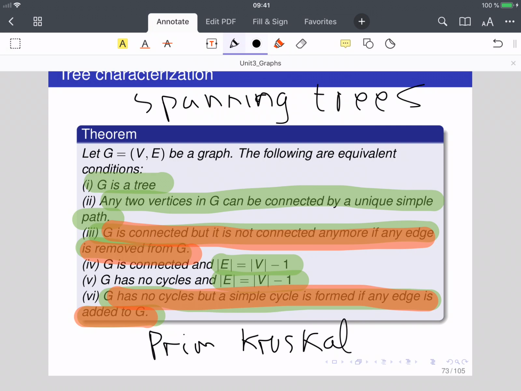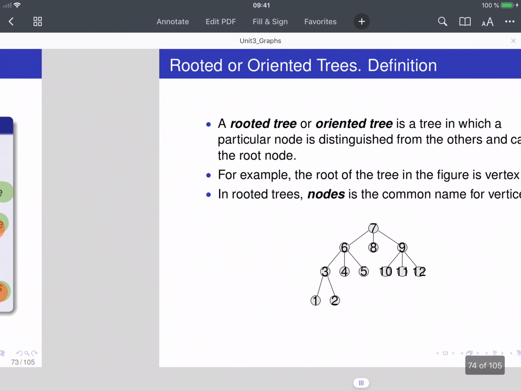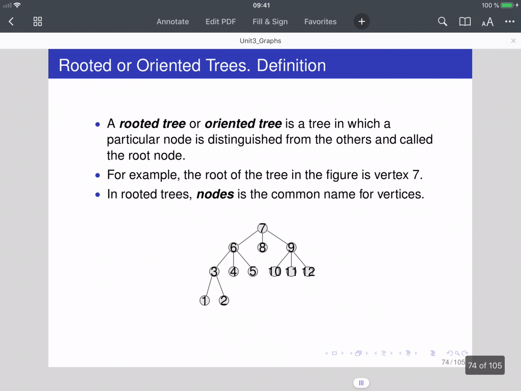And you will study these algorithms in future courses. But I want you to know that the correctness of those algorithms, the soundness of those algorithms, comes from this characterization of trees. And to end this lesson, let me give you a quick introduction, it will be just a few minutes, to what we call rooted or oriented trees.